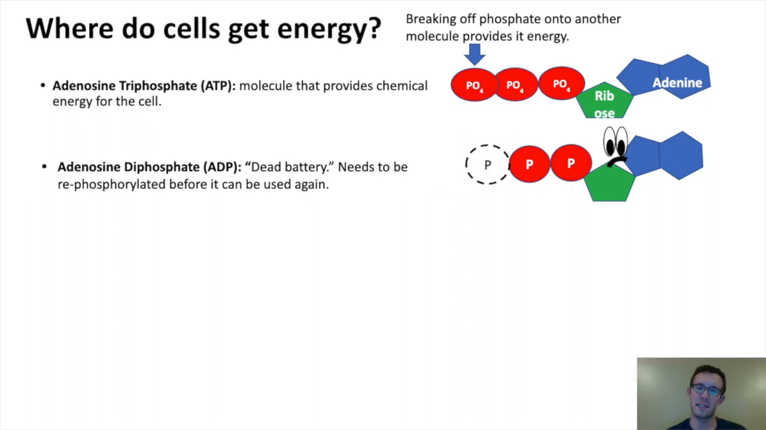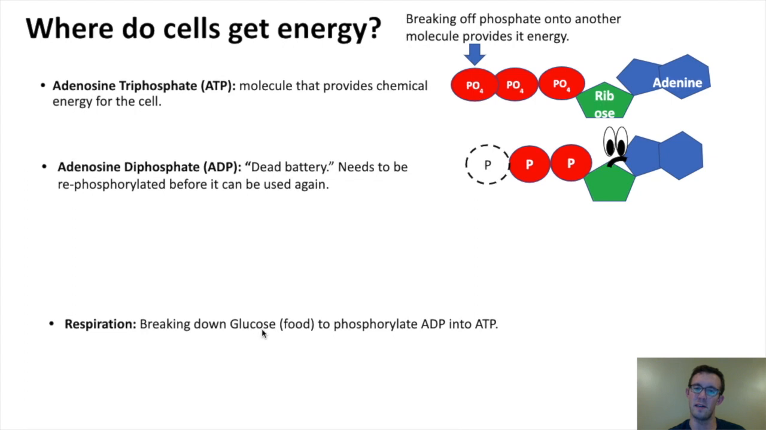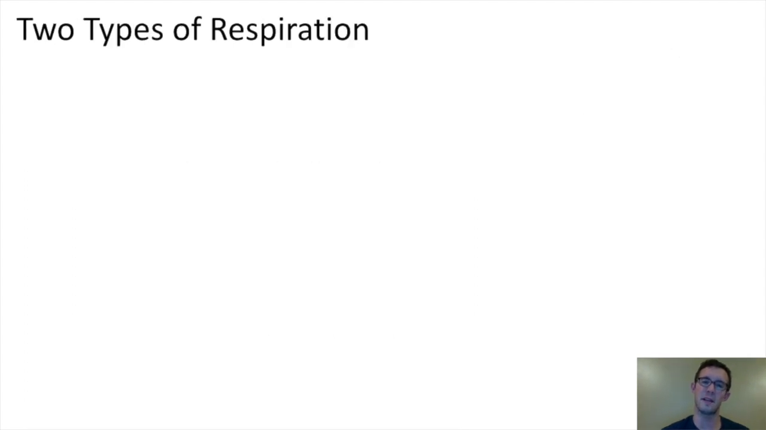The topic of the next couple of lessons has to do with the process that does this phosphorylation, the process of respiration. Respiration is just the breaking down of our food to phosphorylate ADP into ATP. The specific food molecule that gets used in the process of respiration is the sugar molecule glucose. There are two types of respiration that our bodies will use.